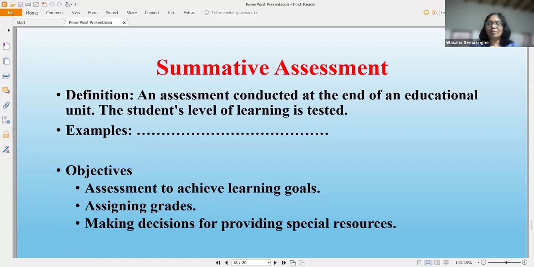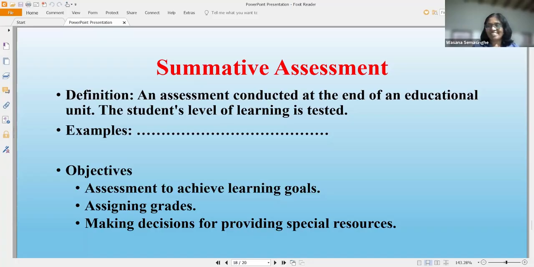Formative assessments are done during the teaching learning process. Summative assessments are done at the end of an educational unit or end of a teaching period. That means, suppose, end of a term, end of a year, or end of a unit. So the student's level of learning is tested there. The term tests you have are summative assessments. Year-end tests, GCE O-level exam, A-level exam, they are summative assessments. So that checks whether we have achieved our learning goals.